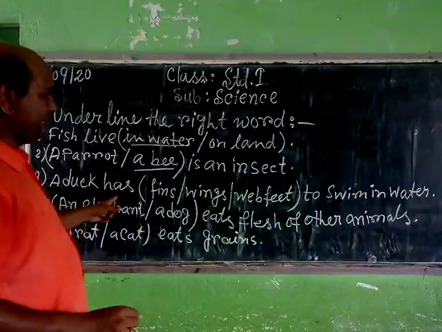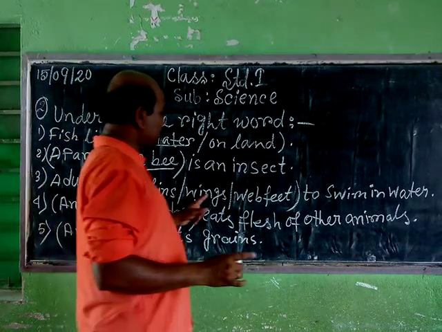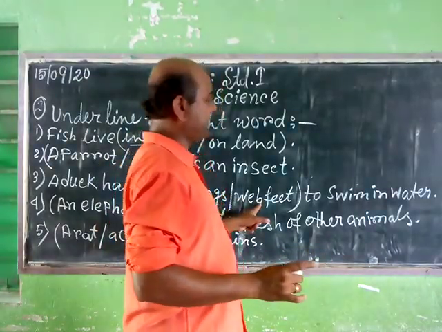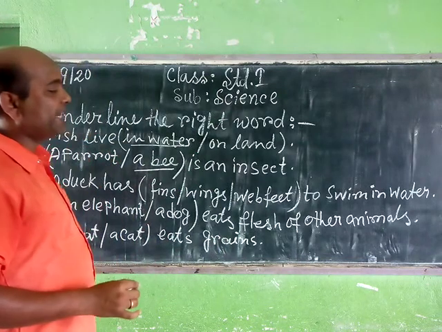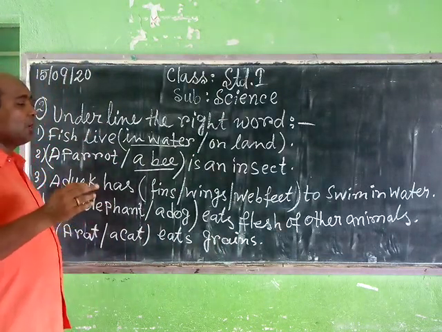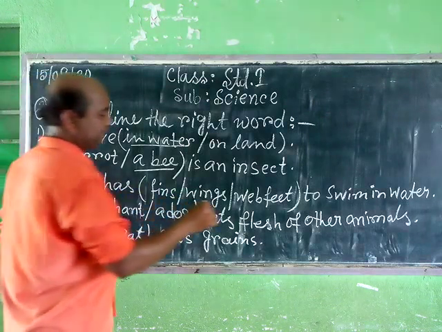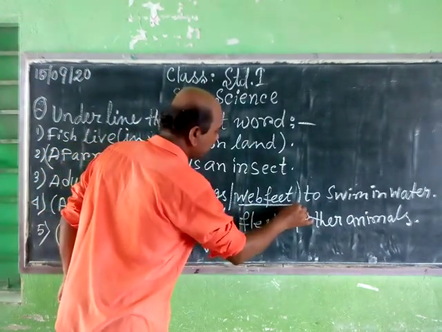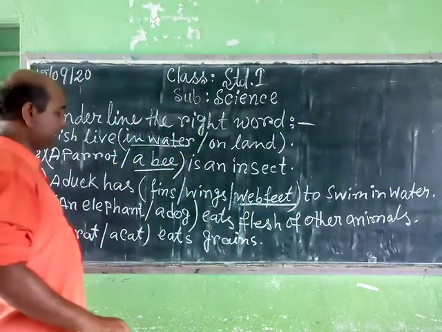A duck has fins, wings, or web feet to swim in water. A duck has web feet to swim in water.